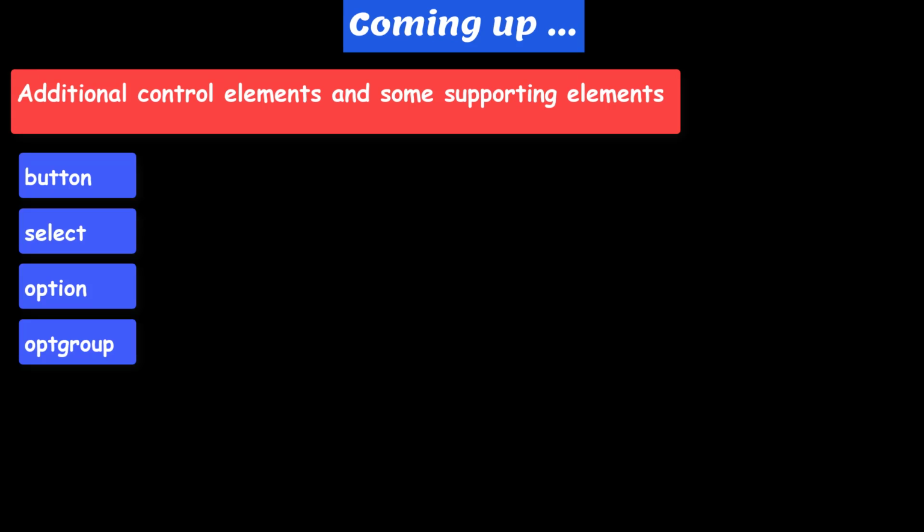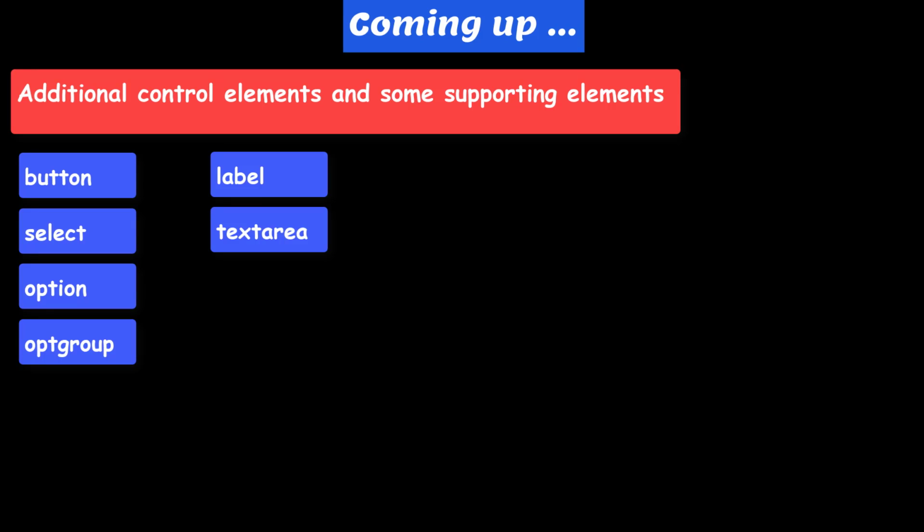In the next lesson, we explore additional control elements and some supporting elements: button, select, option, optgroup, label, textarea, fieldset, and legend. See you there.